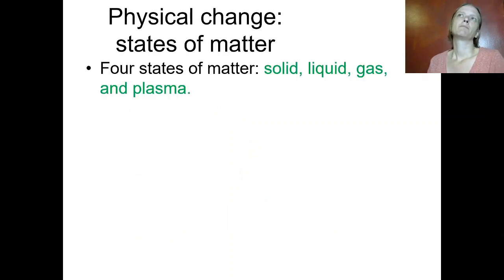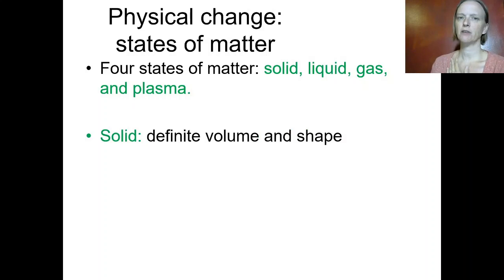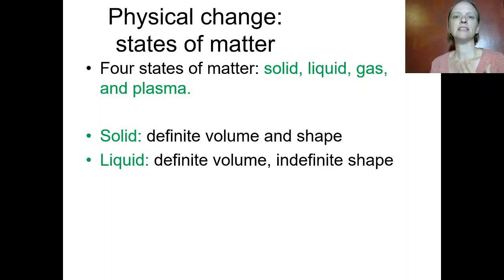So, I already told you that it's a physical change when you convert between the different states of matter. But we need to talk about those states of matter to make sure that we know what they are, because that's another way that you can categorize, classify matter. So there are four main states of matter, three really that we'll be talking about this year. A solid has a definite volume and a definite shape. A liquid has a definite volume, but not a definite shape. It takes the shape of its container.